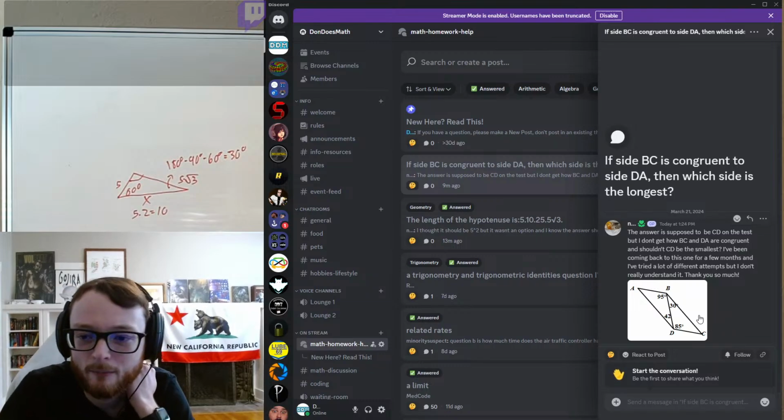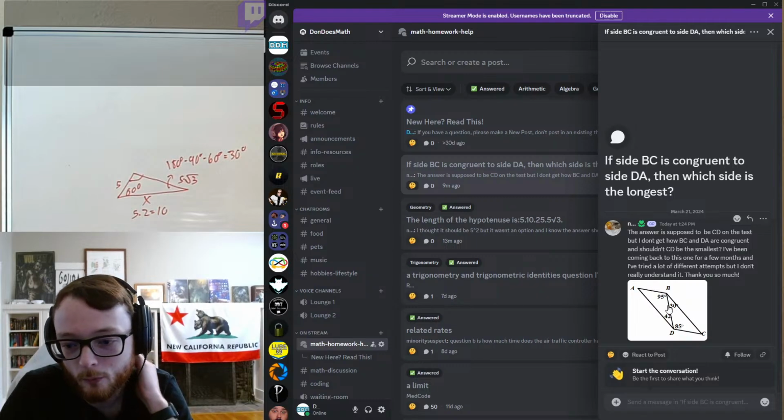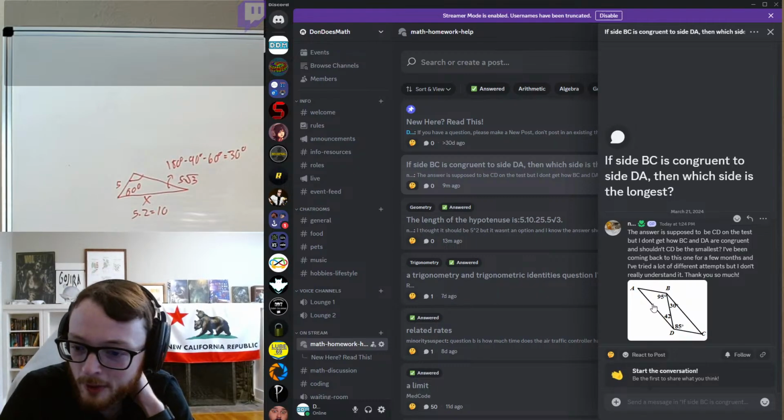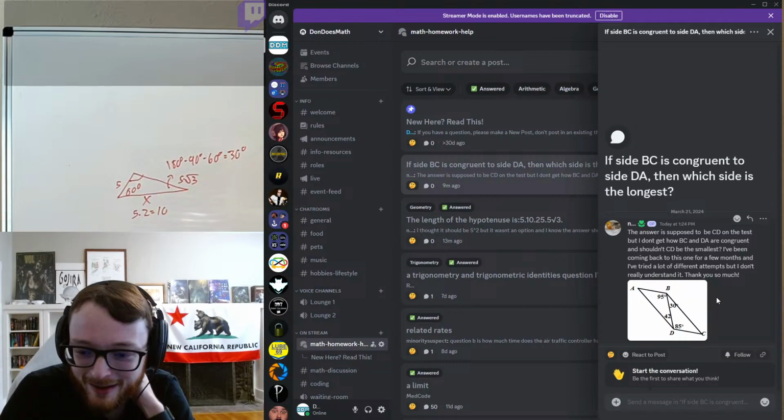Wait. BC... Oh my god, I misread this. BC is congruent to DA. Then which side is the longest? Okay, I was thinking of the wrong pairs of sides for what are congruent. They still can't be parallel, though, because 85 degrees and 95 degrees, I would think. Oh gosh, I hate it. It's drawn so it looks parallel, but I don't think they are parallel.